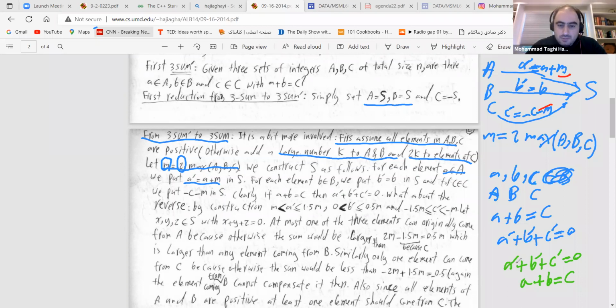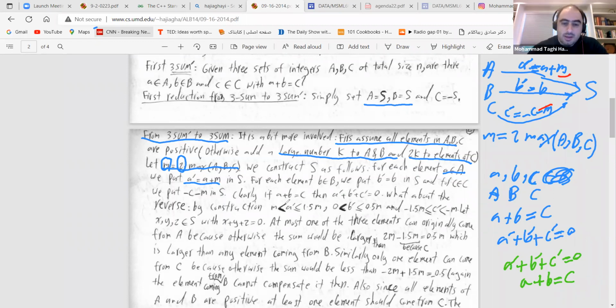So first, what do we want to say? Again, these are just 3 numbers. We don't know whether this A prime necessarily comes from a corresponding element of A, B prime from a corresponding element of B, and C prime from a corresponding element of C. Or this is actually the one that we want to prove. Good.